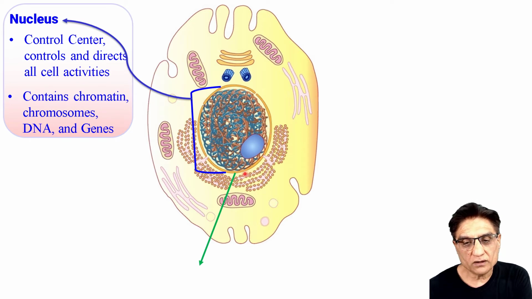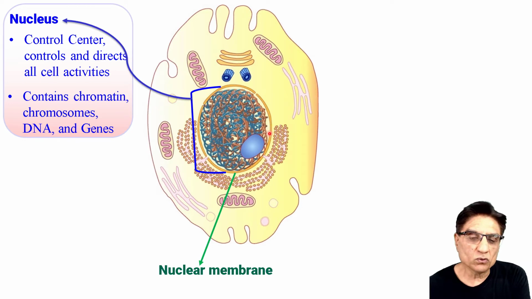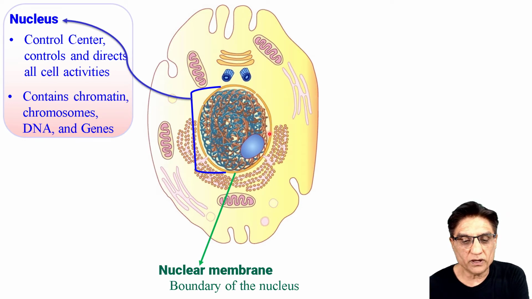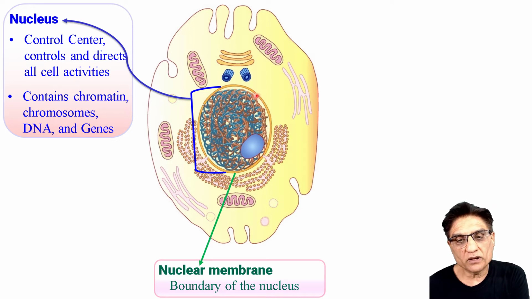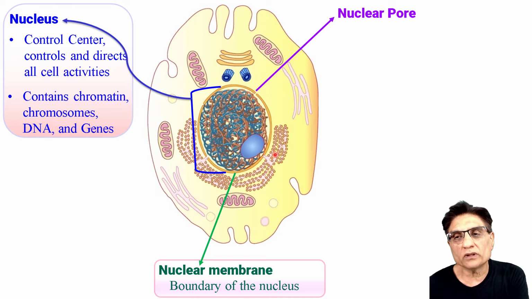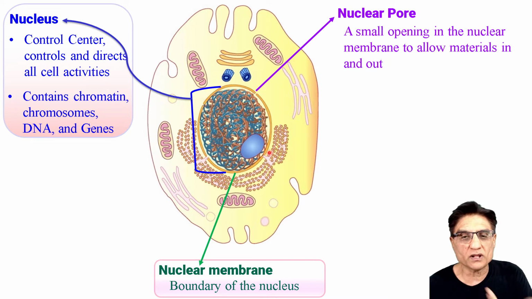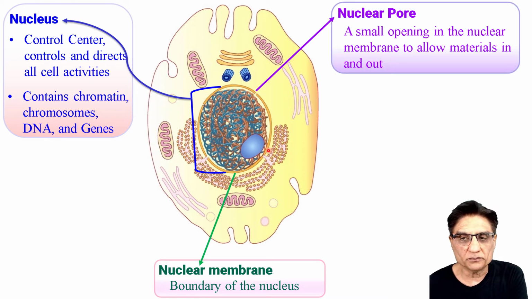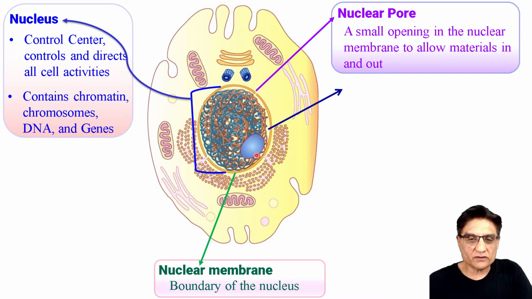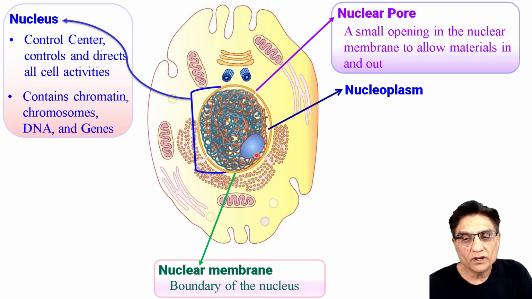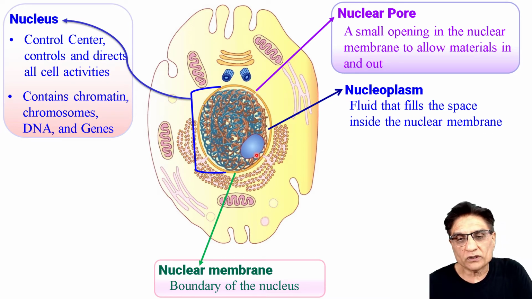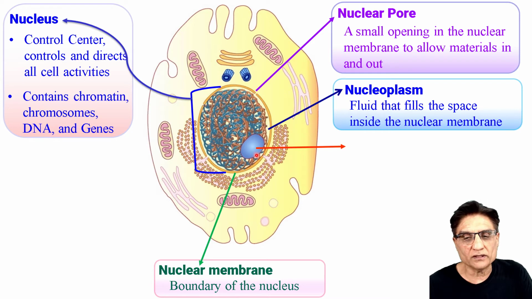The boundary of this nucleus is called the nuclear membrane, and this nuclear membrane is similar to the plasma membrane. Inside this nuclear membrane you have some holes or little pores, and those pores are called the nuclear pores, through which larger molecules like RNA, mRNA, can go through, and that's what the nuclear pores are for. This whole ball-like structure is filled with a watery fluid called the nucleoplasm. And this nucleoplasm is a medium where the chemical reactions can take place inside the nucleus.